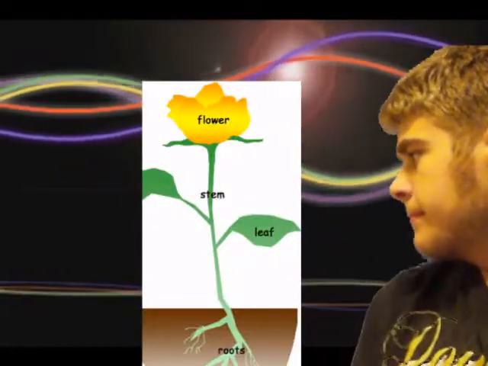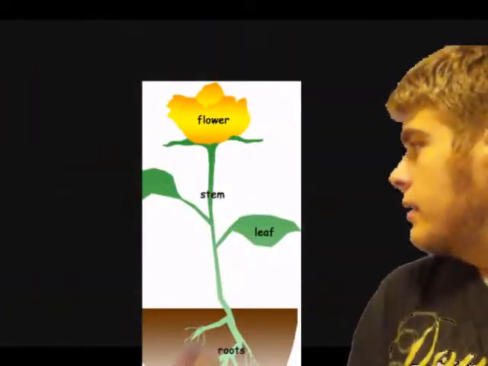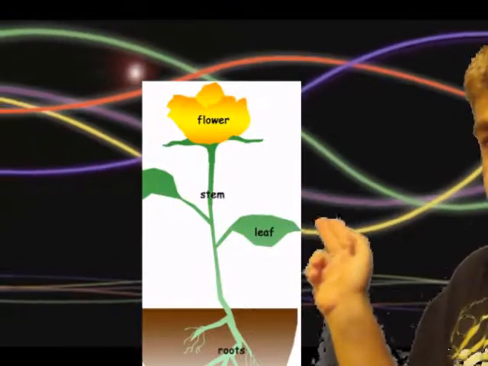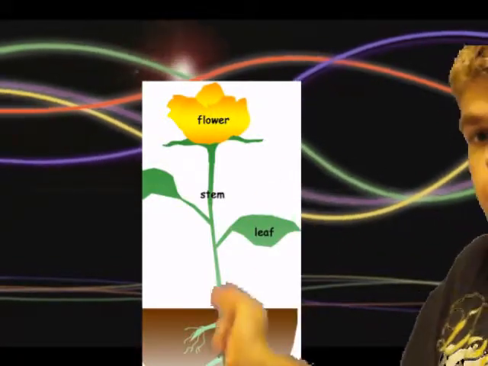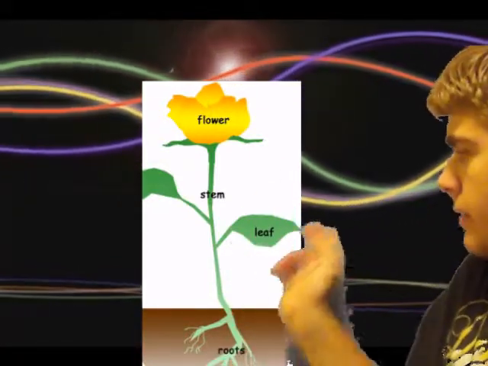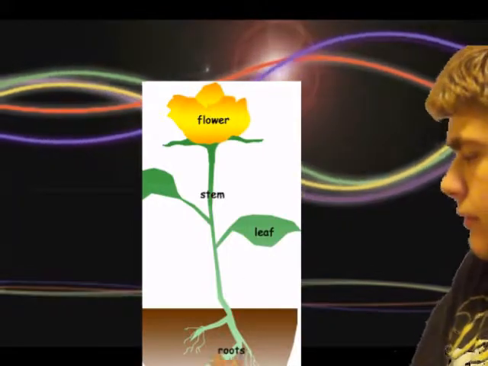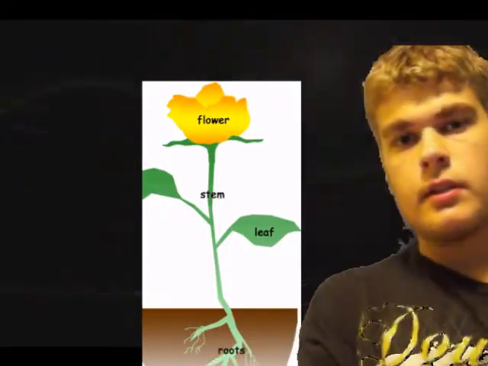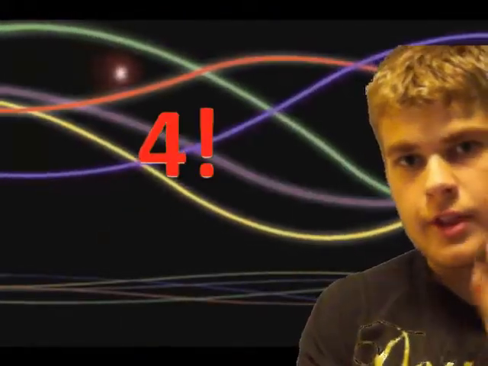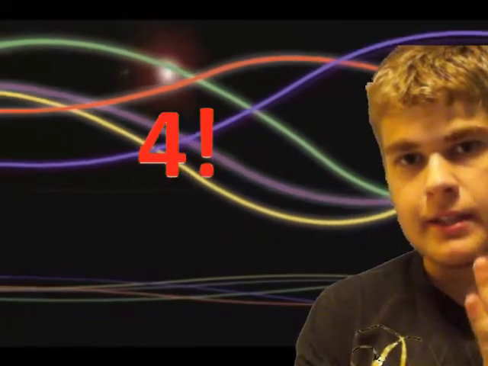Hi, so today I would like to talk about the basics of plants. Here I have a picture of a plant. Here's the flower, here's the stem, and here's the leaves, and here's the roots. Now, knowing that information, there's four things that a plant needs to grow: sunlight, water, soil, and air.